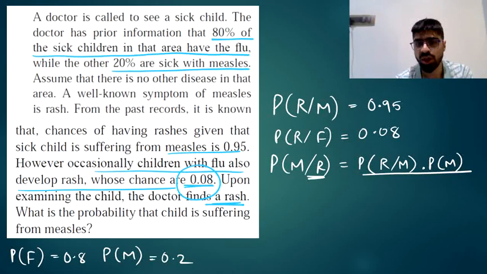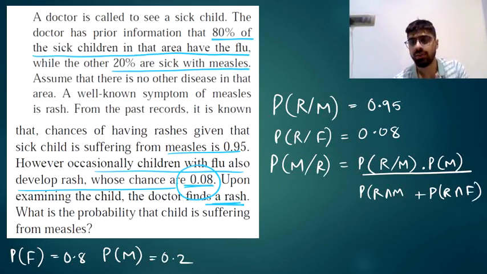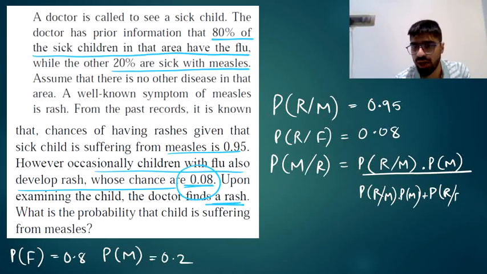As per definition, the denominator will be P of rash, P of R. P of R is going to be P of, how can you get a rash? You can get a rash with measles, or you can get a rash with flu. P of R intersection M, written as P of R given M into P of M, plus you have P of R intersection F, written as P of R given F into P of F.